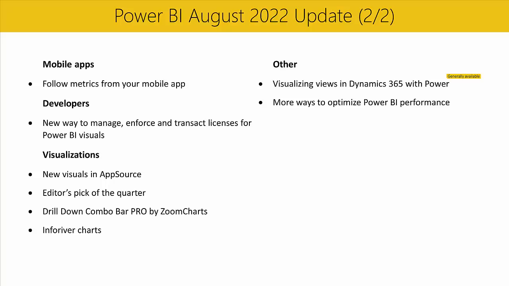Updated visuals include the Drill Down Combo Bar Pro visual by Zoom Charts and InfoRiver Charts by InfoRiver. This quarter's editor's picks are the Drill Down Timeline Pro visual by Zoom Charts, the Box and Whisker chart by Mac Software, the InfoRiver Premium Matrix and Table visual by InfoRiver, the Dynamic KPI card by Ceraviso, the Play Axis Dynamic Slicer visual by Emprozil, and the InfoRiver charts by InfoRiver. You can learn more about or download all of these visuals and more on AppSource.